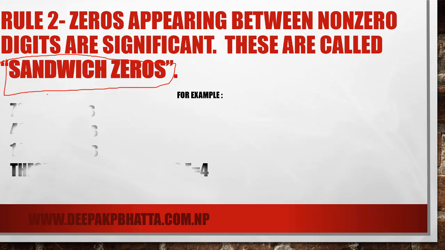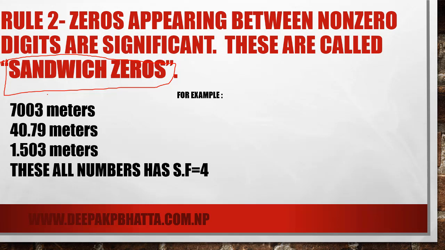Here are some examples. First example, 7003. These two zeros are in between the non-zero digits 7 and 3. That's why these zeros are counted as significant. So 7003 has how many significant digits? 4. Similarly, 4079. This zero is in between 4 and 7. That's why the significant figure count for 4079 is also 4.